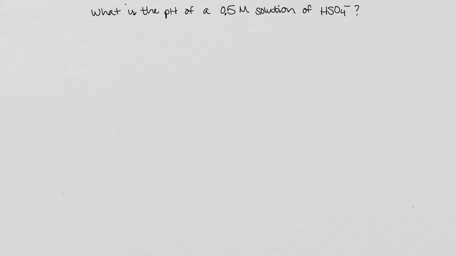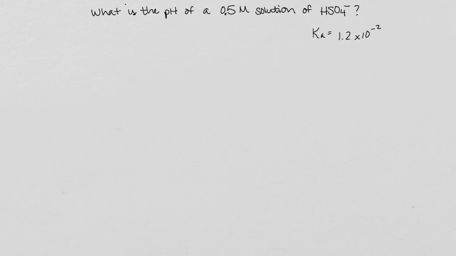So let's do one more problem where we can't make that x is small assumption. So we're going to look here at this HSO4 minus, which is bisulfate, and we have a 0.5 molar solution of this compound, and we want to know what is the pH. Well, the Ka of this guy is still pretty strong for a weak acid. Its Ka is 1.2 times 10 to the negative 2.